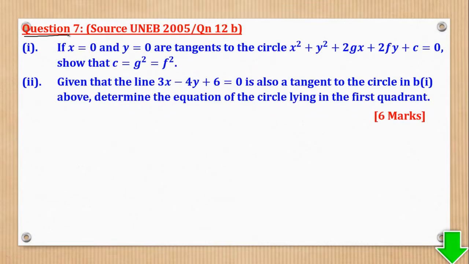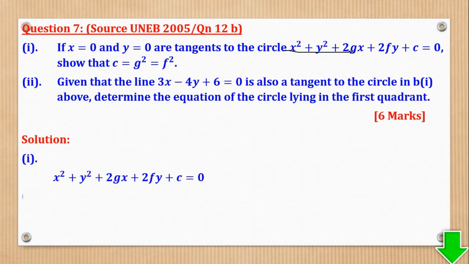So now we shall go to question 7. Question 7 came from UNEB 2005 paper 1 question 12b and says, Roman 1, if x is equal to 0, y is equal to 0, are tangents to the circle this. Show that c is equal to g squared and is equal to f squared. So I think let's start with that.